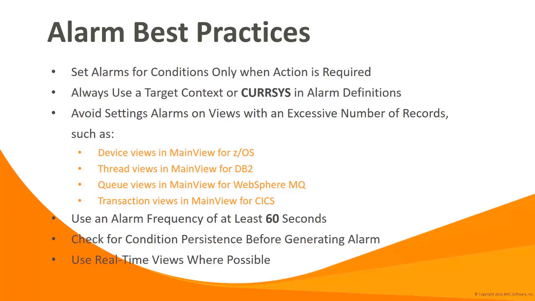And the last thing is to use real-time views whenever possible. So the idea here is to smooth out the data that's being evaluated. If you're looking at interval data, what can happen is we see spikes early in the interval, and then we may get data before it's too late in the interval, whereas the real-time views will provide us with a rolling average, which is much more reflective of what's happening in the environment than might be seen in the interval data.